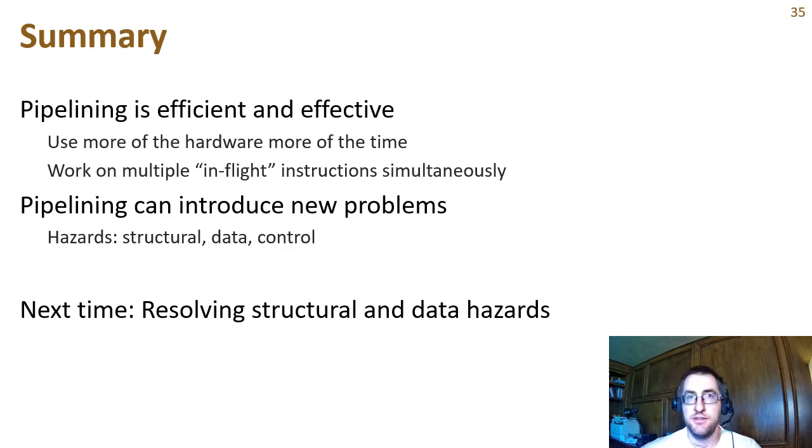So pipelining is efficient and effective. It uses more of the hardware more of the time. There's still some waste. Can't get rid of all of it, apparently. But you can work on multiple in-flight instructions simultaneously by overlapping their execution in stages. Pipelining does introduce new problems that we're going to have to resolve. So structural hazards, data hazards, and control hazards. So next time we're going to talk about resolving structural and data hazards.